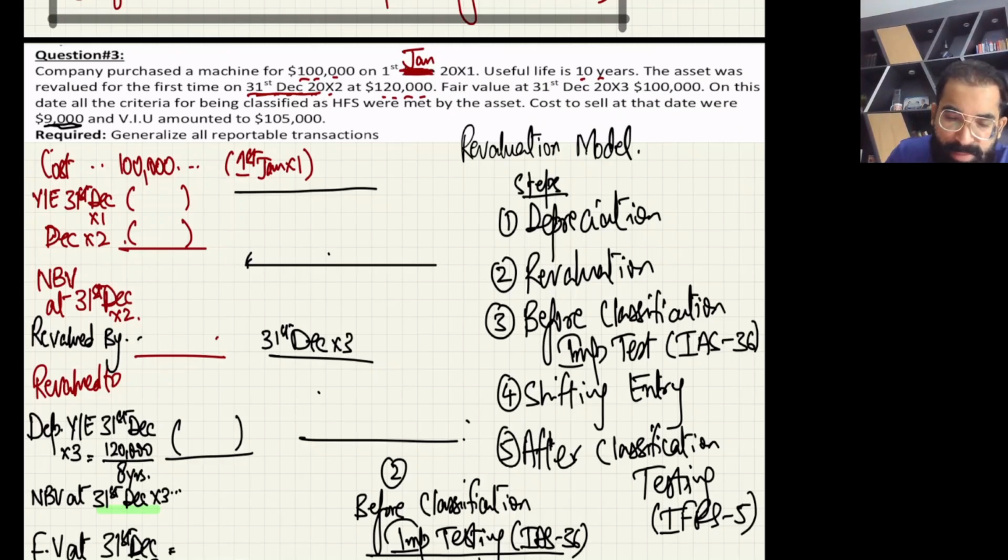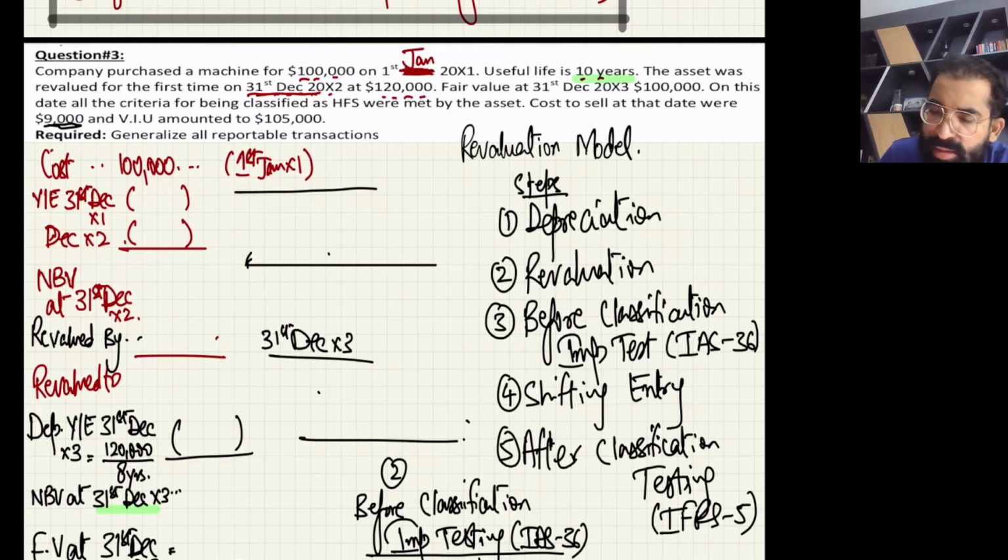Now, a company purchases a machine for 100,000 on 1st January X1. Useful life is 10 years. Again, go very simple. 100,000 is the cost of the machine and life is 10 years. So 100 divided by 10 is 10,000. So 10,000 per annum is the depreciation.